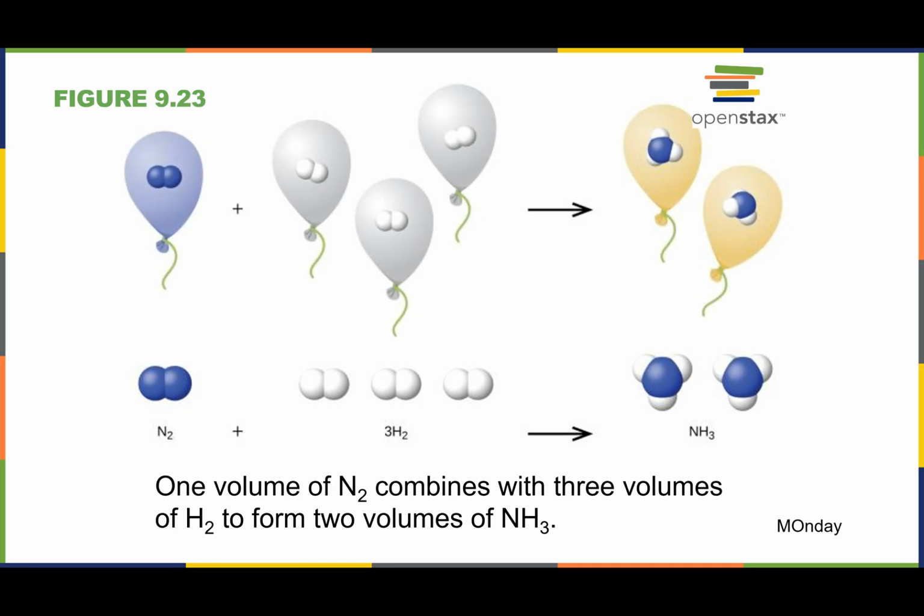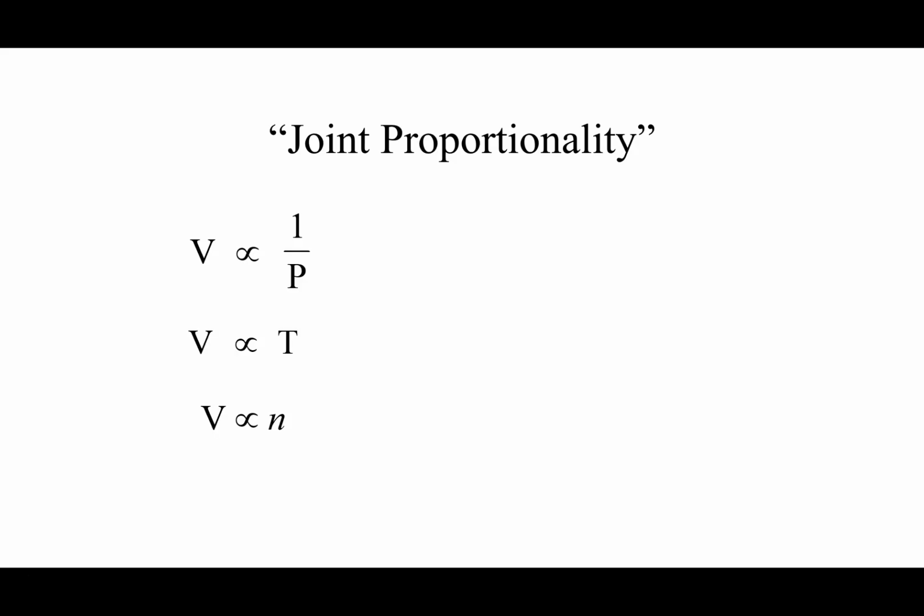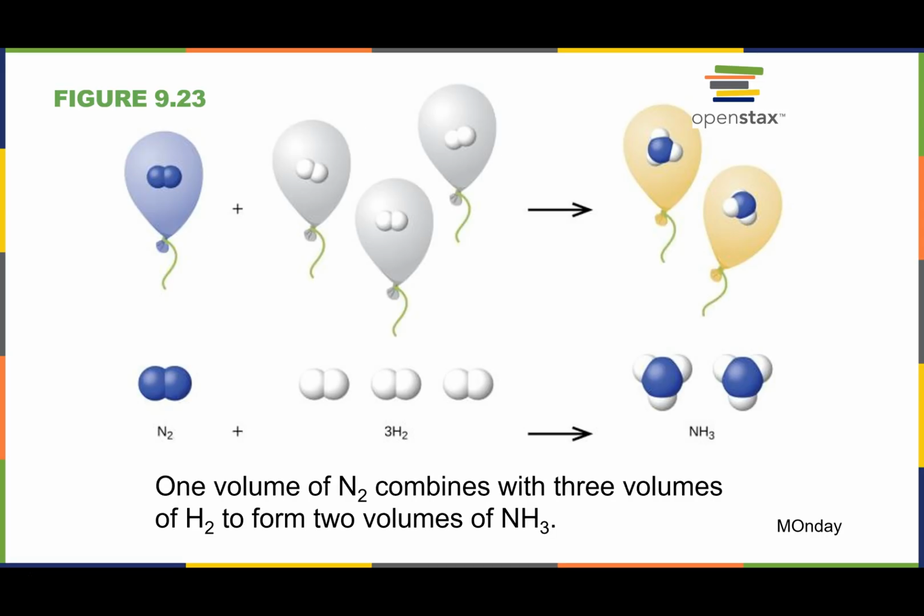If each balloon is the same volume, we need 1 volume of nitrogen, coefficient of 1, and 3 volumes of hydrogen, coefficient of 3, which will form 2 volumes. There should be a 2 here. Really? Oh my gosh. Yeah, this should be a 2 there. 2 moles of NH3.